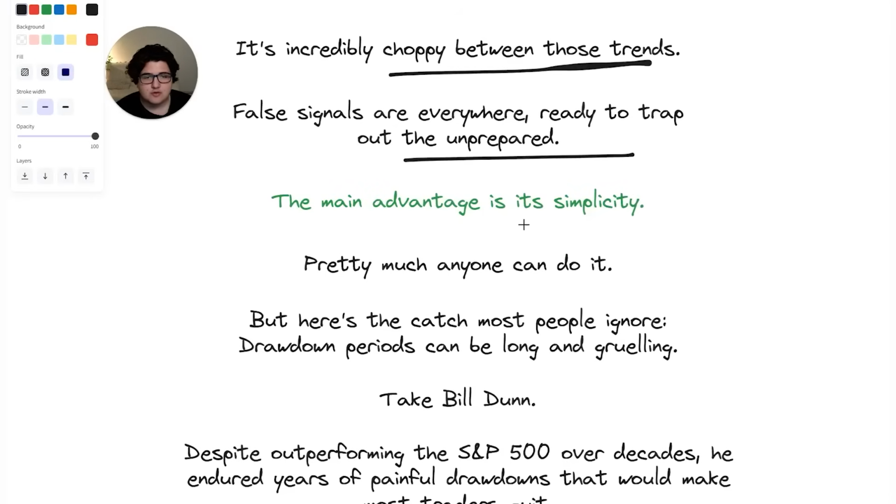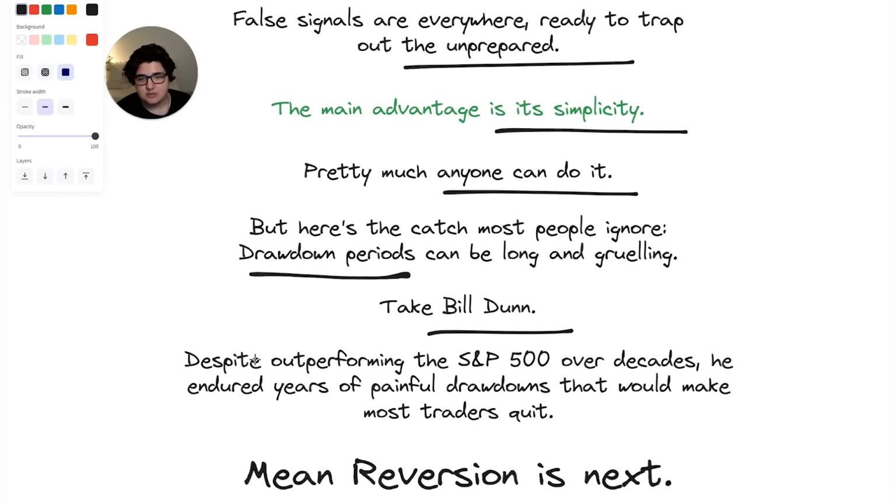Now, the main advantage of trend following is its simplicity. Pretty much anyone can do it, and it's a very simple philosophy to get behind. But the catch that most people ignore, as I was mentioning, is that drawdown periods can be very long and very grueling, where a lot of people will quit, and ultimately that's why they start losing with trend following. Take, for example, Bill Dunn. Despite outperforming the S&P 500 over decades, he endured years of painful drawdown that would have made most traders completely quit.